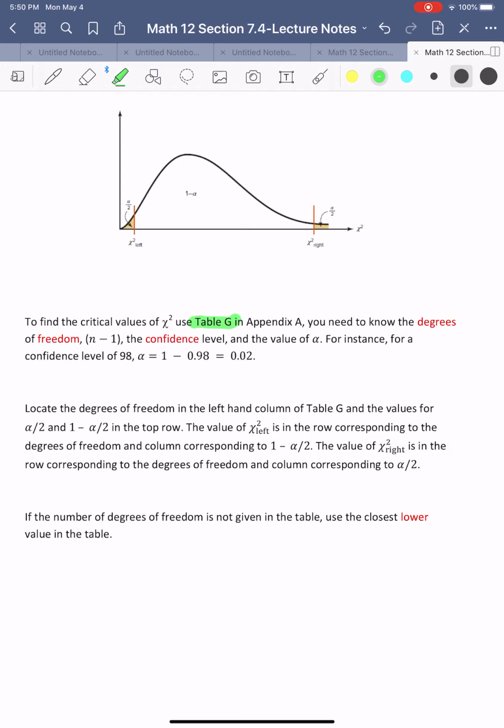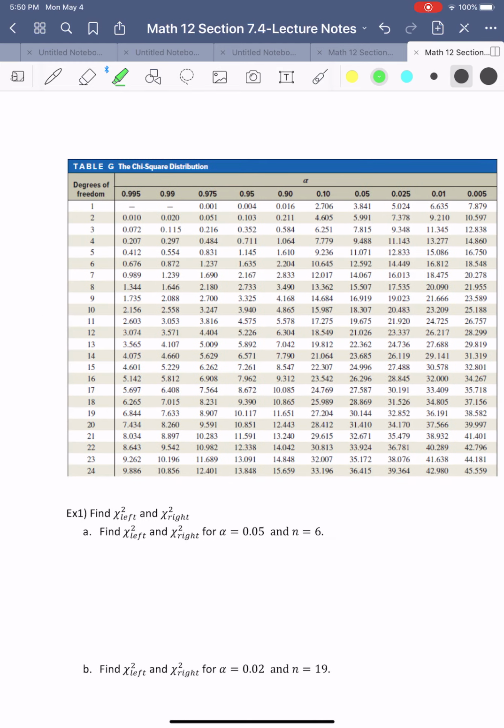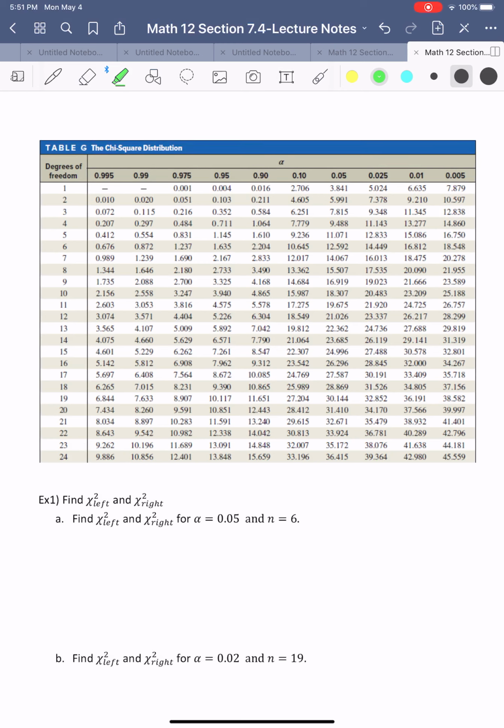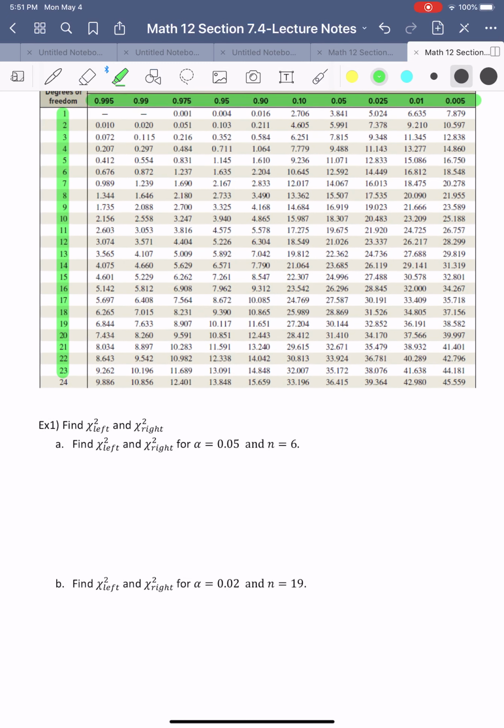The value of chi-square left is in the row corresponding to the degrees of freedom and the column corresponding to 1 minus alpha over 2. The value of chi-square right is in the row corresponding to the degrees of freedom and the column corresponding to alpha over 2. If the number of degrees of freedom is not given in the table, use the closest lower value in the table. This is the chi-square distribution table, with the degrees of freedom and the percentages. So find the chi-square left and the chi-square right from the problem we have.